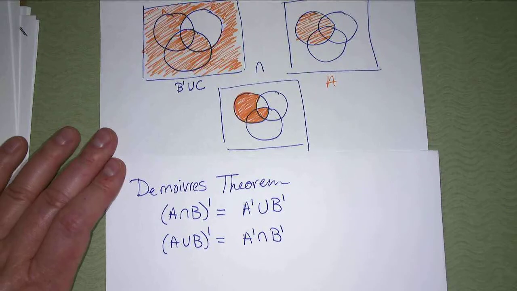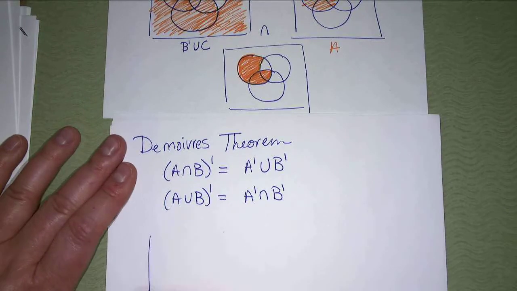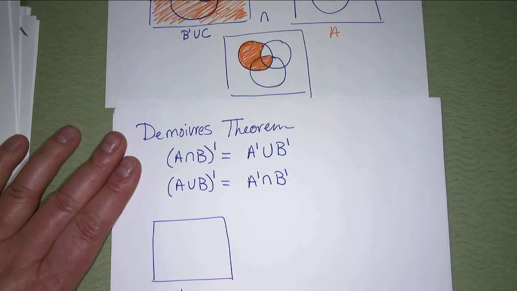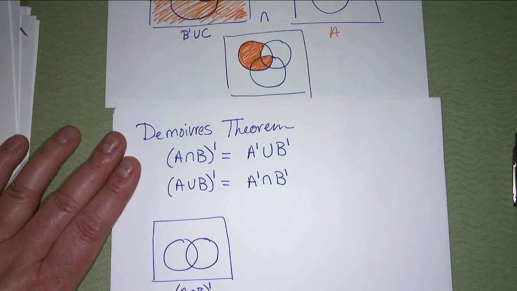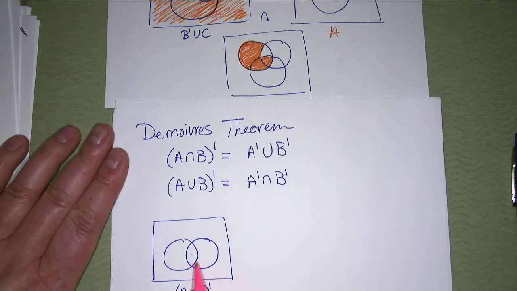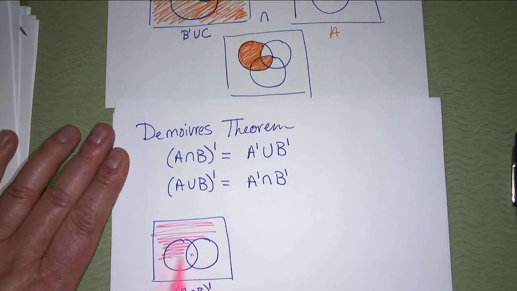It's just on a two-circle Venn diagram, so it's not hard. Like, if we wanted to do A intersection B all prime, just on a two-circle. So A intersection B is where? Just here, right there. That's A intersection B, where they overlap. So prime would be not there.